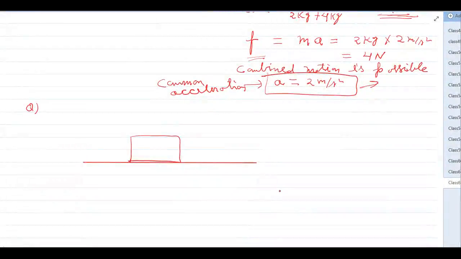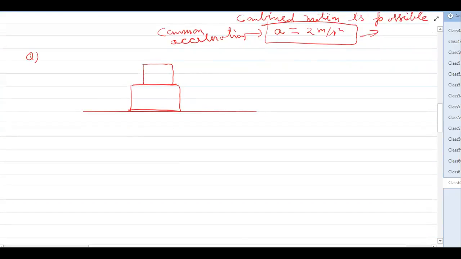So consider this problem. We have an object here and another object here. We can take the data as, suppose this one is 4 kg and this one is 2 kg. The lower surface is smooth, and between the objects we take mu equal to 0.2, the same data, and the applied force is 5 Newton. So we find the acceleration of the two objects.